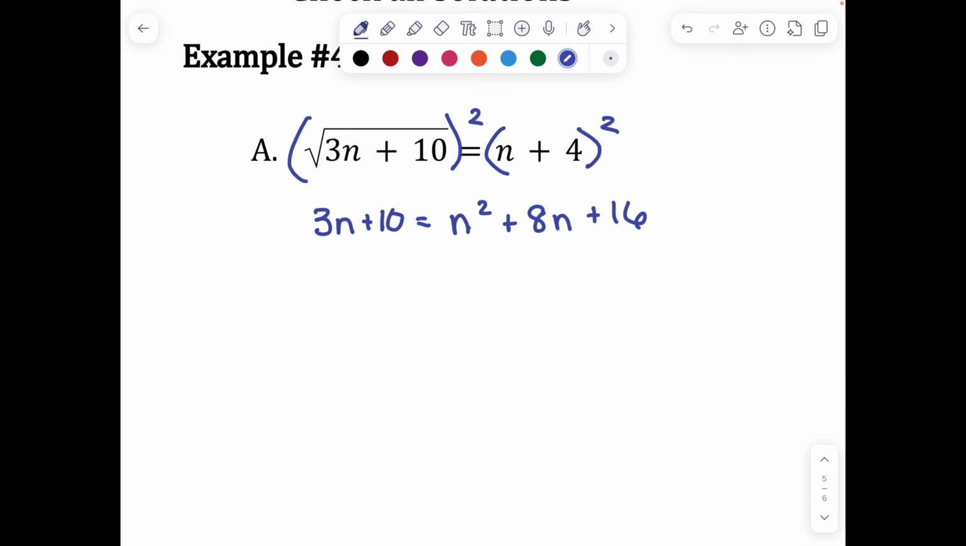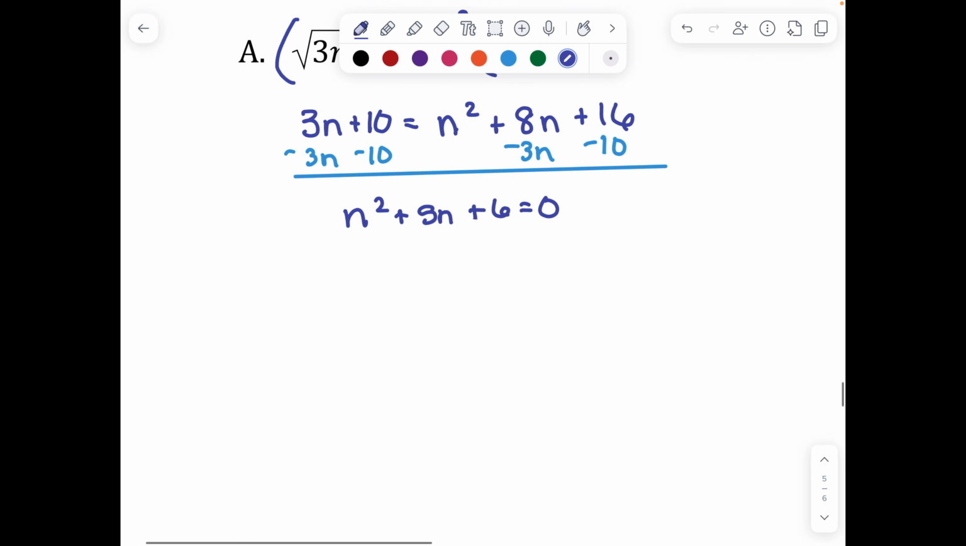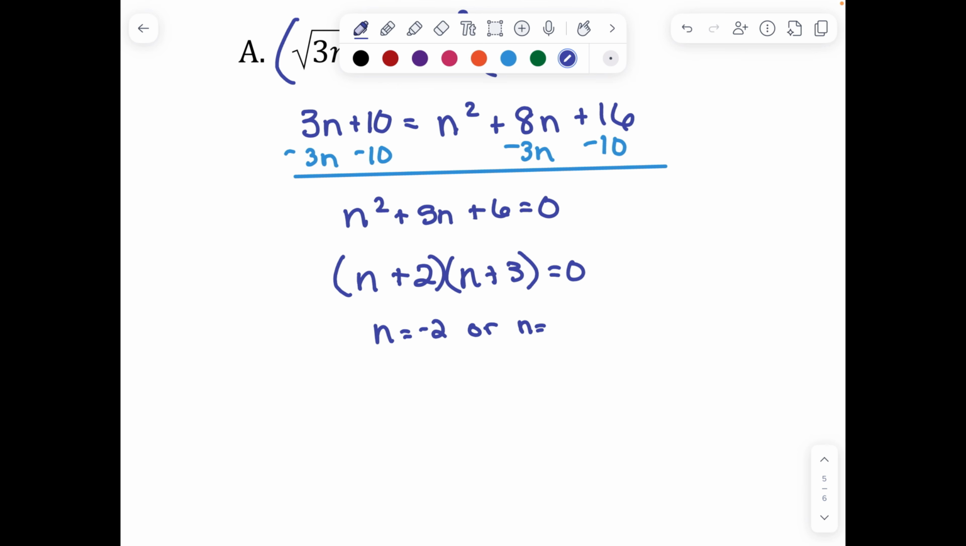From here, I'm just going to subtract 3n and subtract 10. Get everything to one side. So I'm left with n squared plus 5n plus 6 equals 0. I can factor this into n plus 2 times n plus 3 equals 0. So n will equal negative 2, or n will equal negative 3.